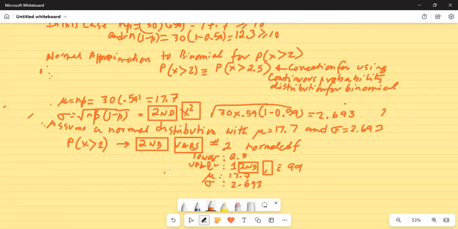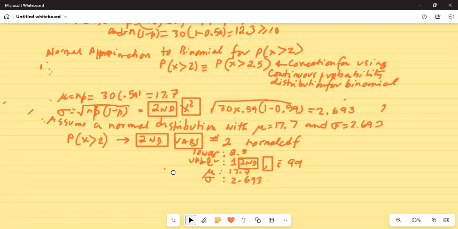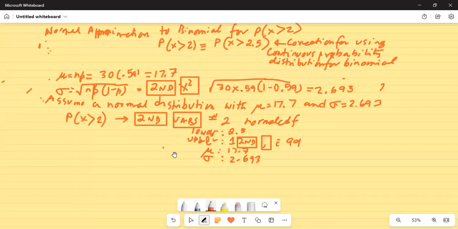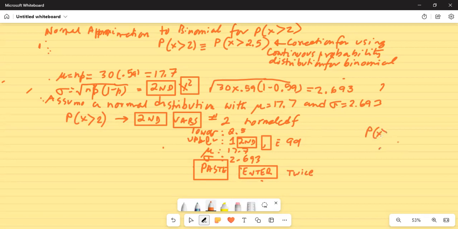Then I will paste. After that, I'll create some space. Last thing we do is bring the cursor on paste and hit enter twice. Press the enter button twice. Okay. So that will give us the probability of x greater than 2.